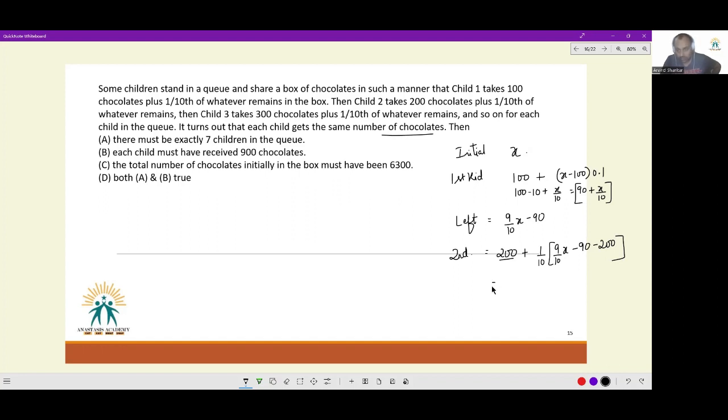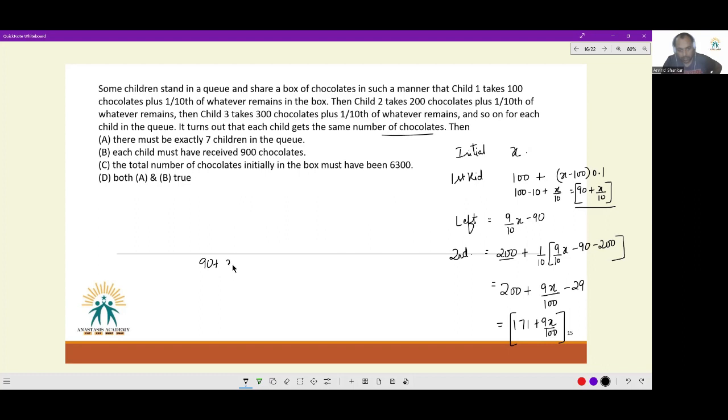So how many chocolates did the second kid take? 200 plus 9x by 100 minus 290 by 10, so minus 29. So the second kid has taken 171 plus 9x by 100. The second kid has taken these many chocolates. The first kid has taken these many chocolates. Now we are told every child gets the same number of chocolates. These two expressions I can equate.